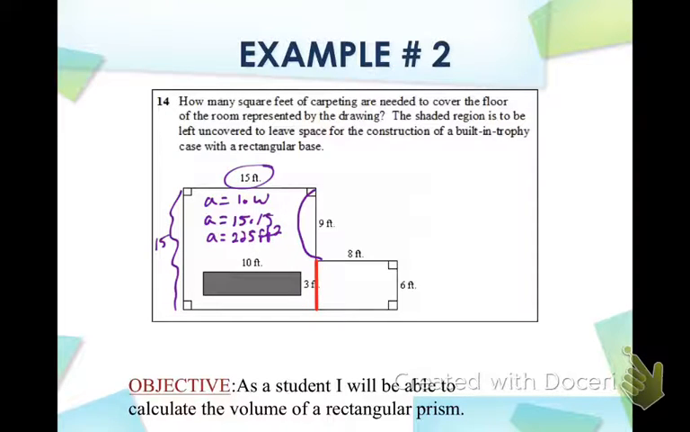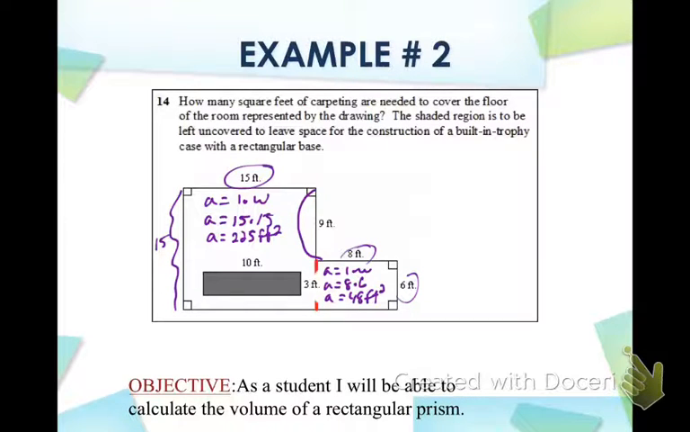Now we need to do this little guy, which actually is awesome because we have length times width. We've already got it set up. So we go ahead and put that in. Area equals length times width. Area equals 8 times 6. Area equals 48 feet squared.